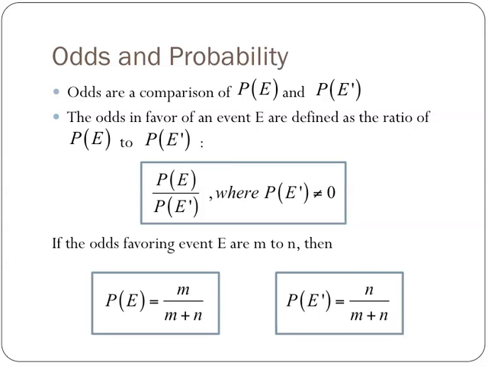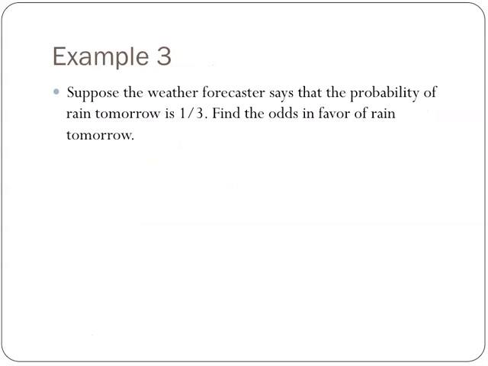Take a look at example 3. Suppose the weather forecaster says that the probability of rain tomorrow is 1/3. Find the odds in favor of rain tomorrow. Alright, so we're trying to find odds. So I want to find the probability that it rains and put it over the probability that it doesn't rain.